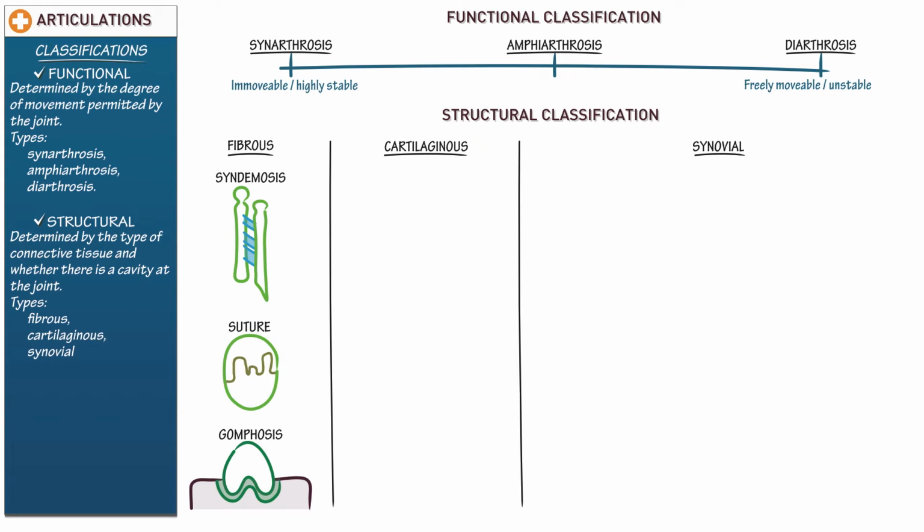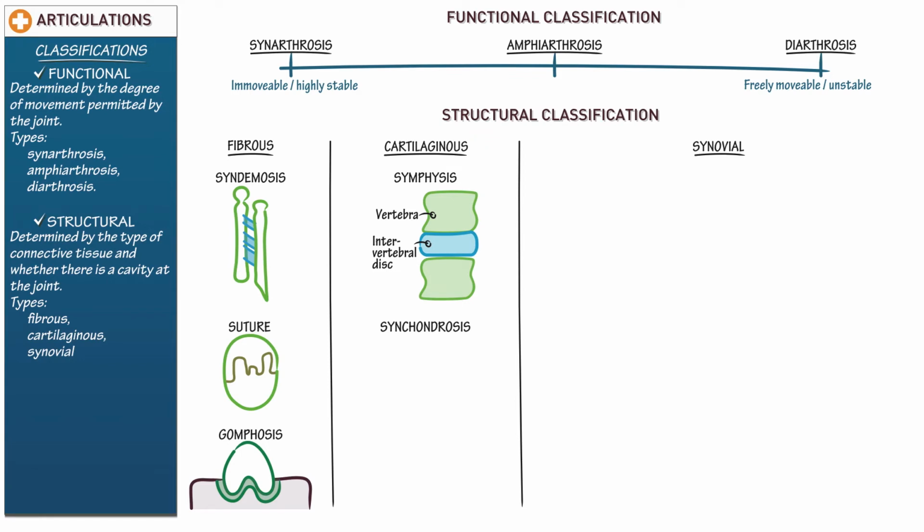Next, let's show the two subtypes of cartilaginous joints, symphysis and synchondrosis. First, draw the bodies of two vertebrae. Then draw an intervertebral disc between them. Structurally, this is a symphysis joint because of the fibrocartilage pad, and functionally, it is an amphiarthrosis or slightly mobile joint.